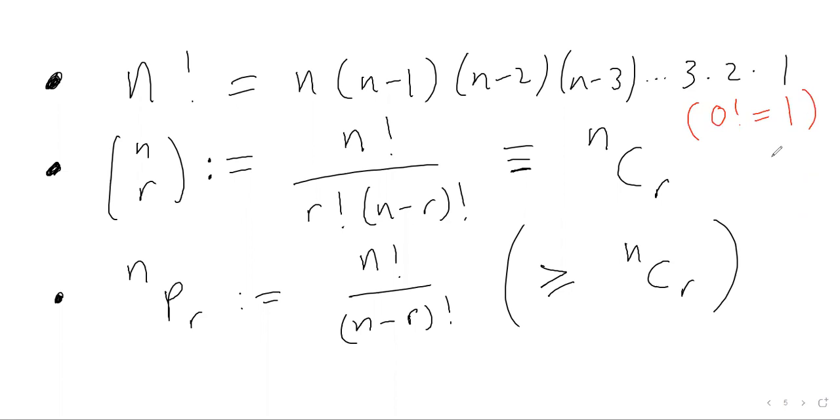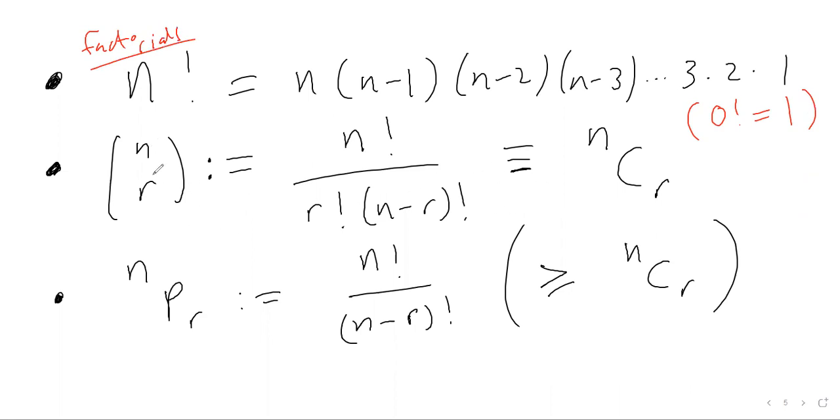1 factorial is 1, 2 factorial is 2, 3 factorial is 6, 4 factorial would be 12, sorry, not 12, my bad, 24. 5 factorial would be 120, and so on and so on. So that's how factorials work. So this is factorials.